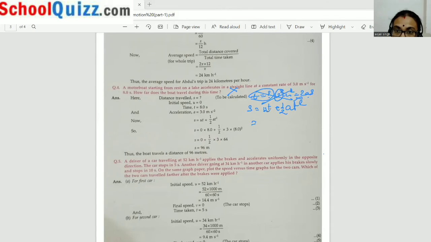U is 0, it means multiplied with t, that is also 0. Only what we have to do, a is what? 3 t square, 8 into 8. Cancel out and you will get the 96.